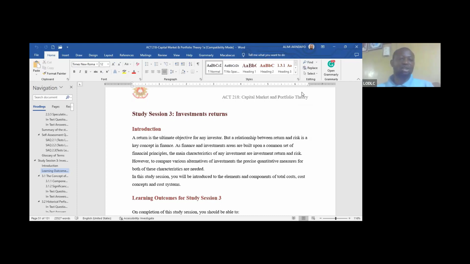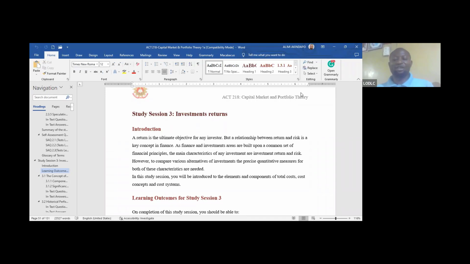The higher the risk, the higher will be the return. The lower the risk, the lower the return. Do you understand? It's directly related. When one is increasing, the other one is also what? Increasing. And when one is decreasing, the other one is also what? Decreasing. Do you understand?